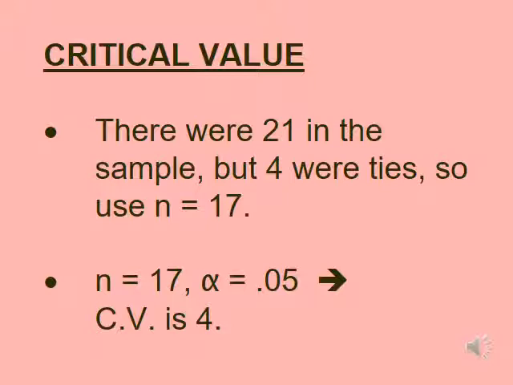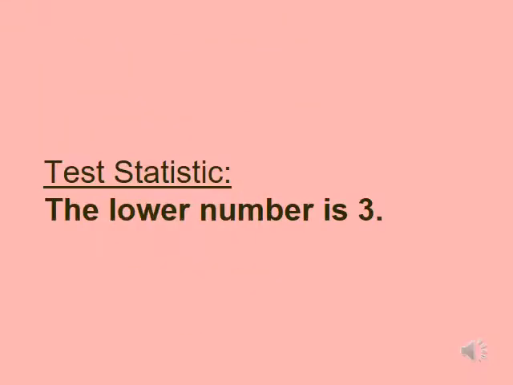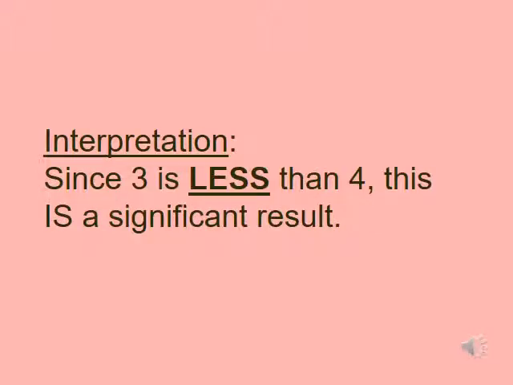I go to the table, I find the row that says 17, I go over to 0.05, and my critical value is going to be 4. What I always use to compare is the smaller number in my sample, and that would be the 3 that went down, so that's my lower number. And this time that number truly is less than the table, so yes, we definitely do have a significant result.